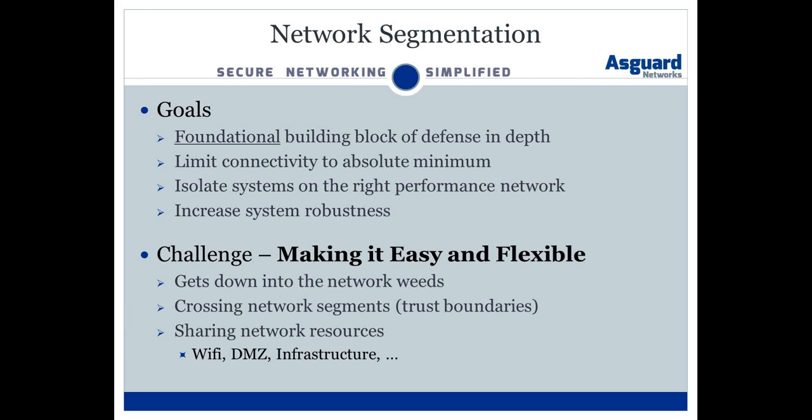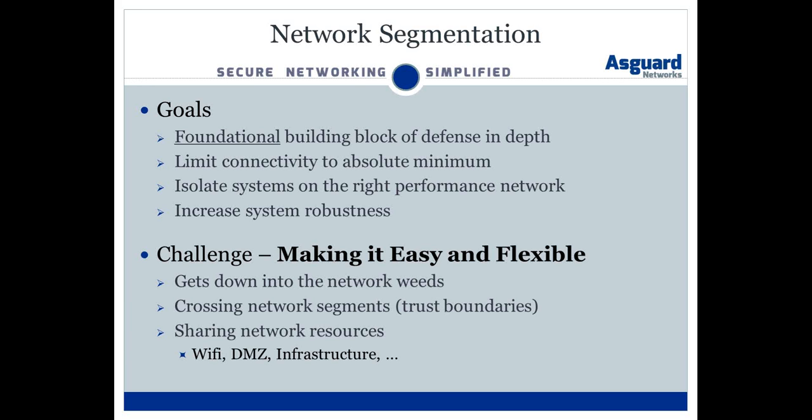And network segmentation, I think, is one of those basic layers of that defense in depth approach, where we want to limit the connectivity of these automation systems to the absolute minimum and isolate them on the right performance network. And by constraining their connectivity to the absolute minimum, we're going to not only improve their security, we're going to increase the system robustness, because we're going to reduce the number of inputs to which these systems are exposed, because we'll reduce the number of sources and the number of types of inputs. And if we can furthermore filter those inputs to make sure they're within specific ranges, then we're doing even better, right?